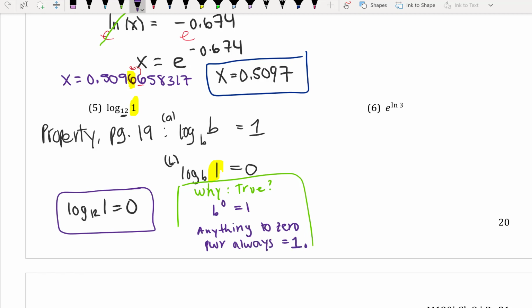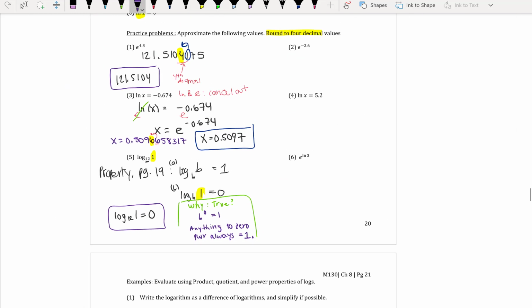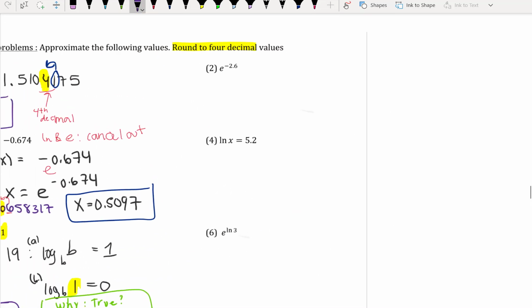And since it's always equal to 1, then we have that property, log base b of 1 is equal to 0. So the only time an exponential could ever equal 1 is because your exponent was equal to 0. Okay, so now let's do the even numbers.